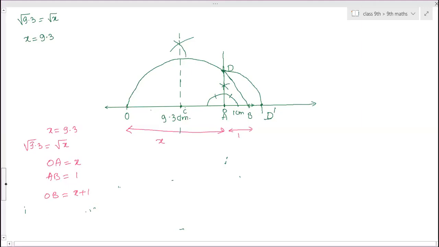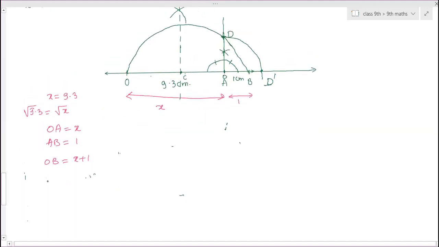So what is OB for the semicircle? OB is the diameter of the circle. Yes, ma'am. So OB is the diameter. What is the radius then? OC distance. So what is the OC distance then?